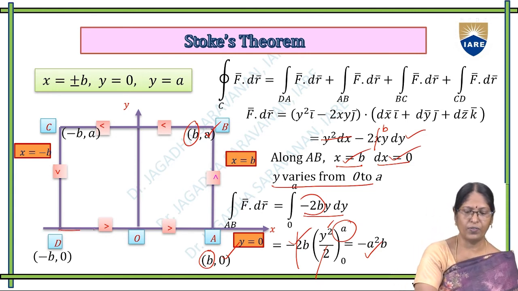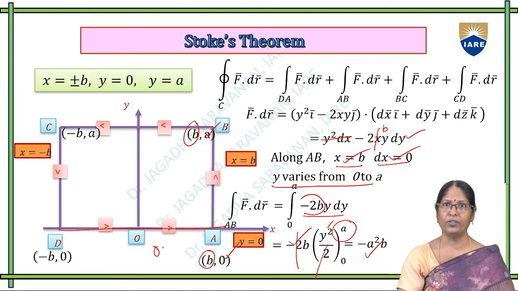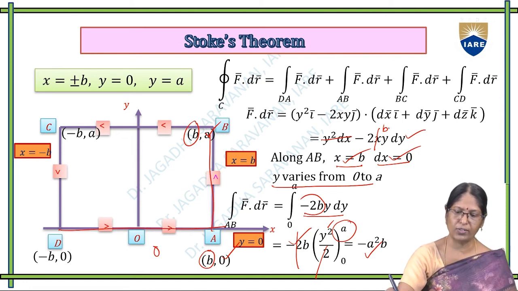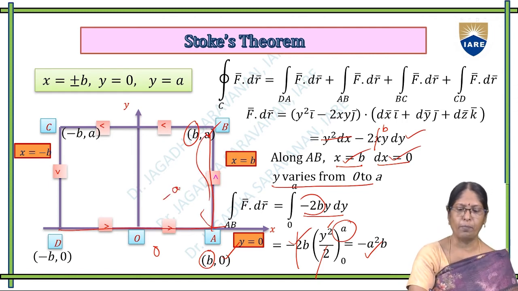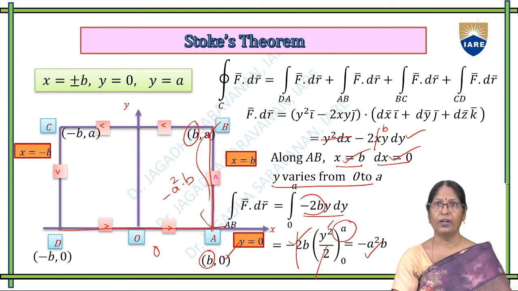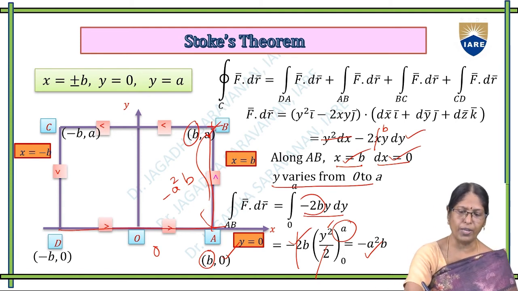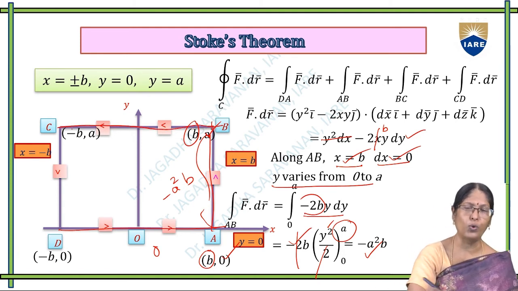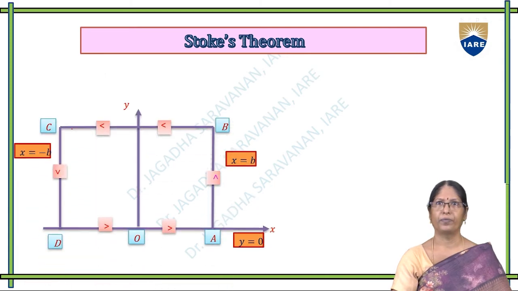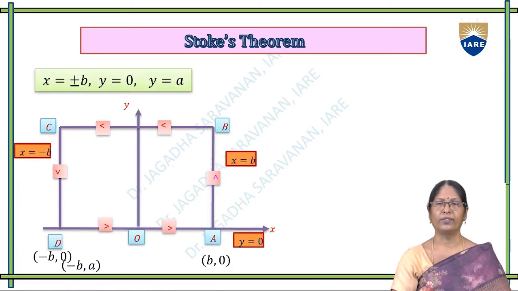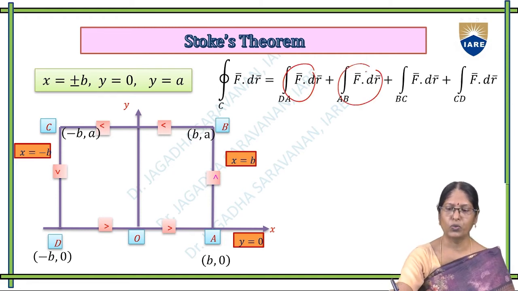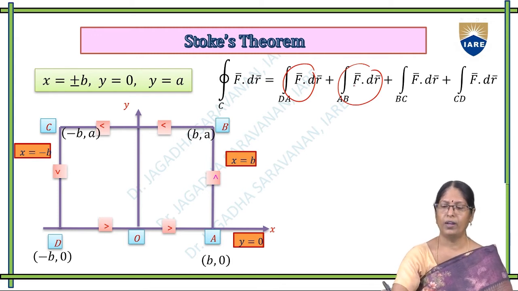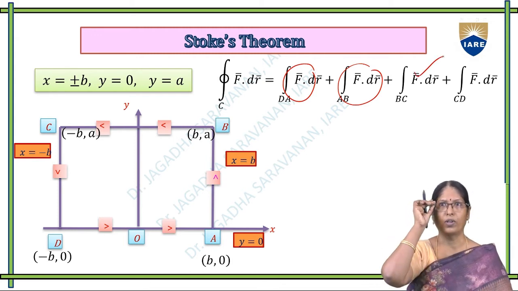So first we did DA, the value we got is 0, and AB just now in this slide we have evaluated, we got minus a square b. Now we are at B, from B we will move to C. So we can see the points. This is also completed. Here 0, here minus a square b. Now we are going to focus along BC.